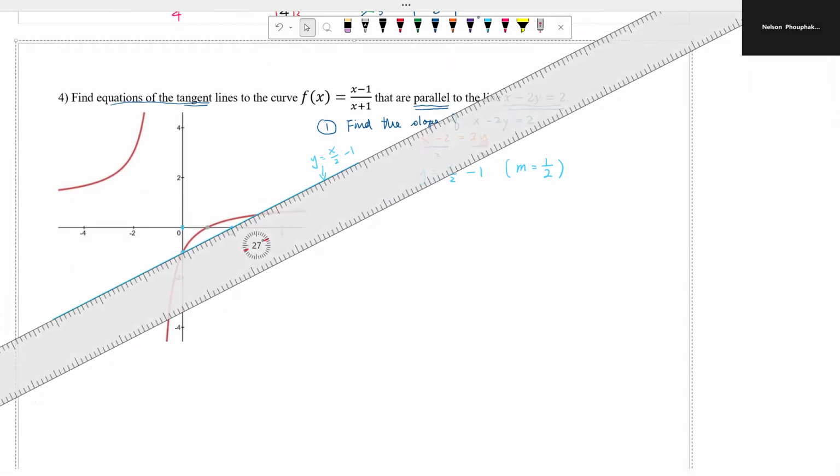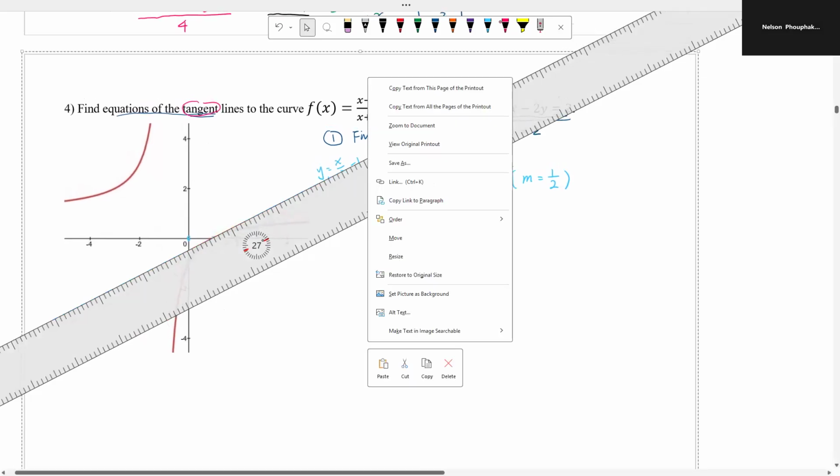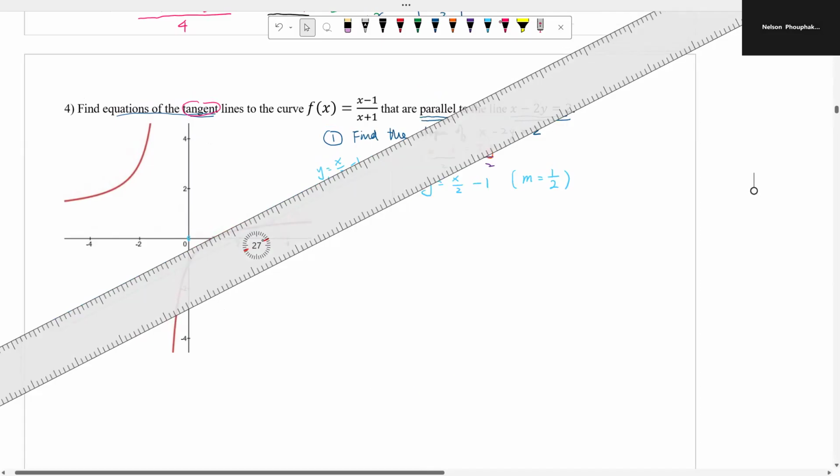Then now, this one right here, what can I do here? Again, because they would like to find the equation of the tangent lines. So let's try to move it. In this case, here is one of the tangent lines that touch the function.